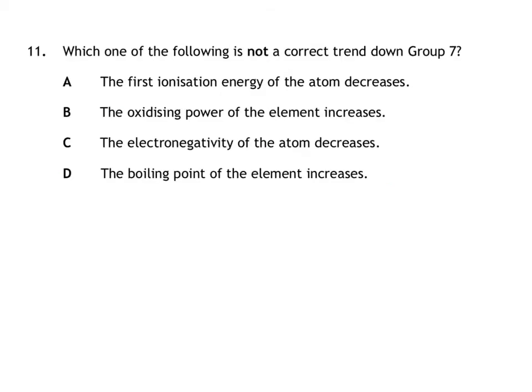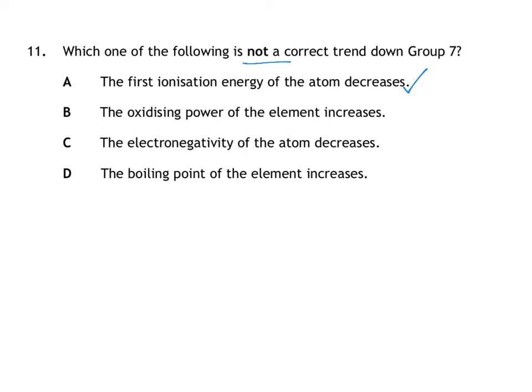Question 11. What is not a correct trend down group 7? So the first ionisation energy of the atom decreases. This is true, and that's because the number of shells increases, and so the attraction between the nucleus and the outer shell electron gets less, and therefore it's easier and lower energy to remove the outer electron.